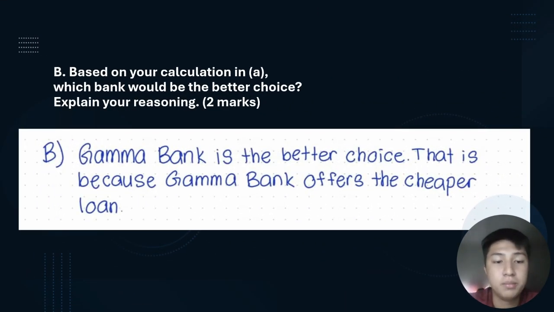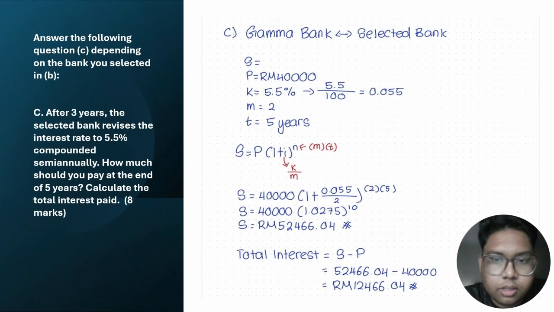Okay, for question B, based on your calculation in A, which bank would be the better choice? Explain your reasoning, 2 marks. So our group chooses Gamma Bank as the better choice, and that is because Gamma Bank offers the cheaper loan than the Delta Bank, and that is our answer for question B. So I will proceed to the next question.